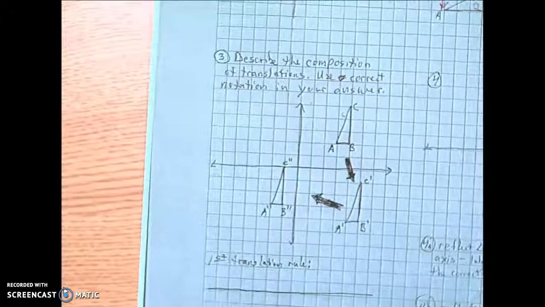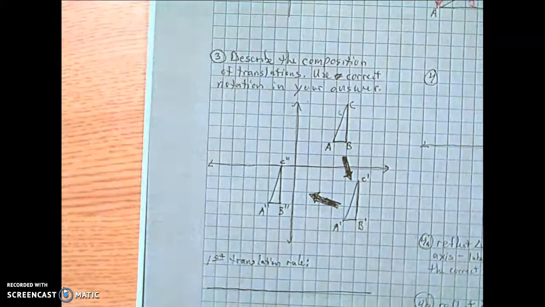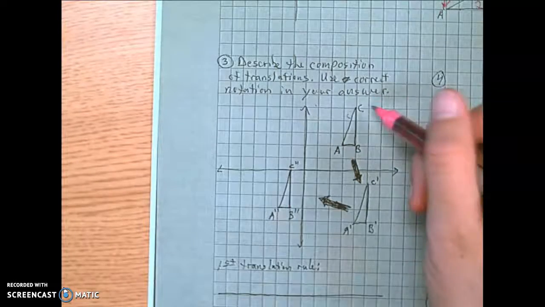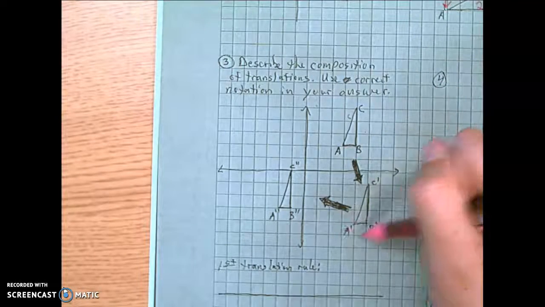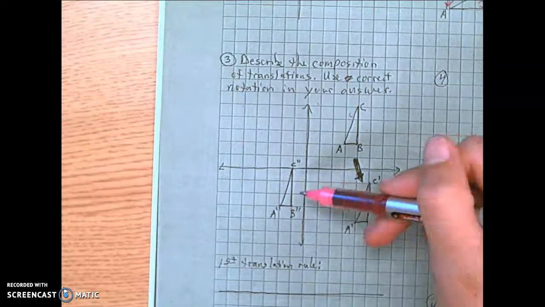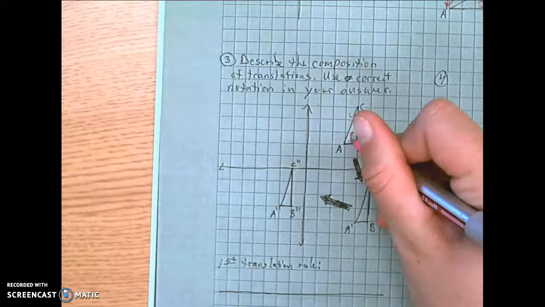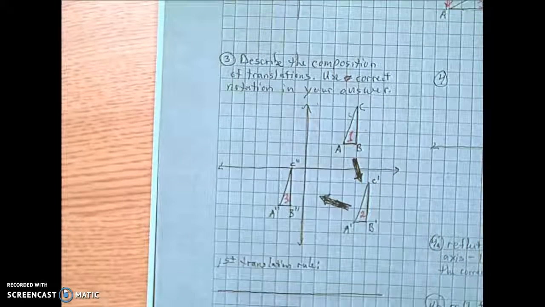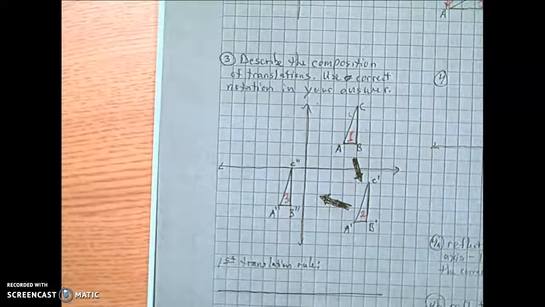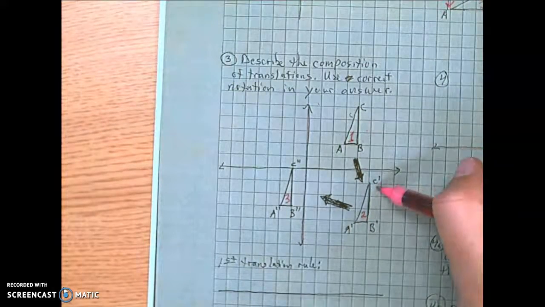Describe the composition of translations. Use the correct notation. Once again, we're starting without any primes. Then we're going to this one with primes. And then we're going over here to double primes. So this is our first, our second, and our third image. The first translation is from here to here.